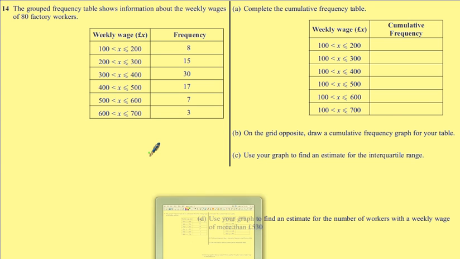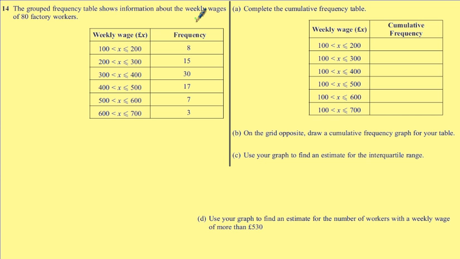So for the first part of this question, I'm looking at cumulative frequency. I've got some information about weekly wages, I've got wage information here, and I've got frequency information in this column. I need to complete a cumulative frequency table. So this is where the frequency accumulates as we move on.